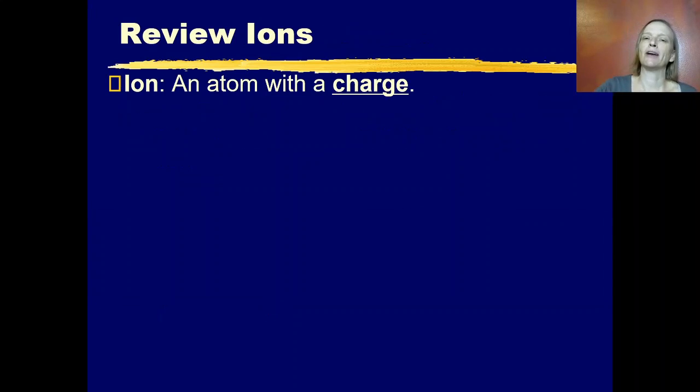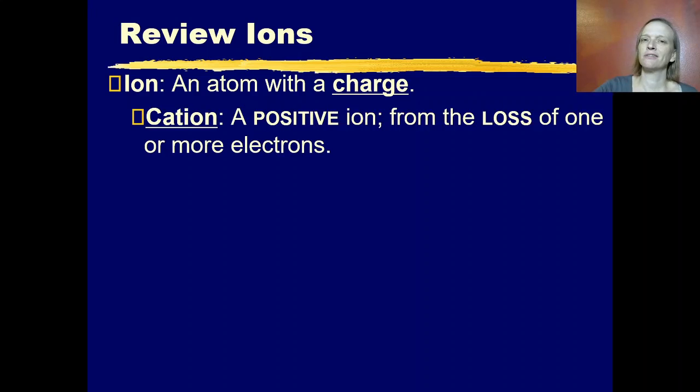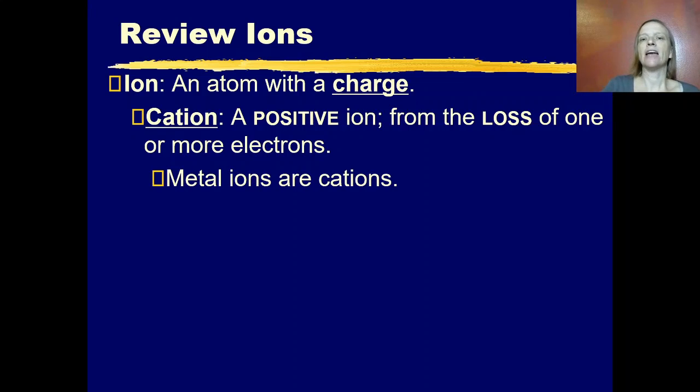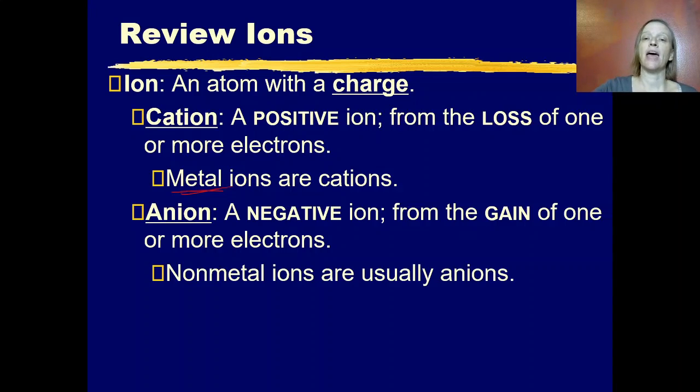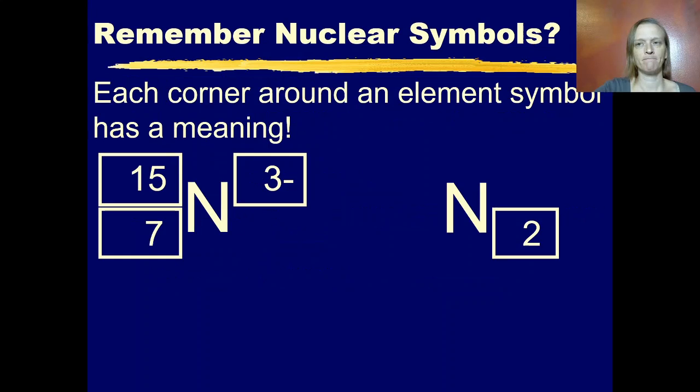Okay, remember an ion is an atom with a charge. A cation is a positive ion from losing 1 or more electrons. And metal ions tend to be cations, so they tend to have that positive charge. An anion is a negative ion from gaining 1 or more electrons. And nonmetal ions are usually the anion in a formula.